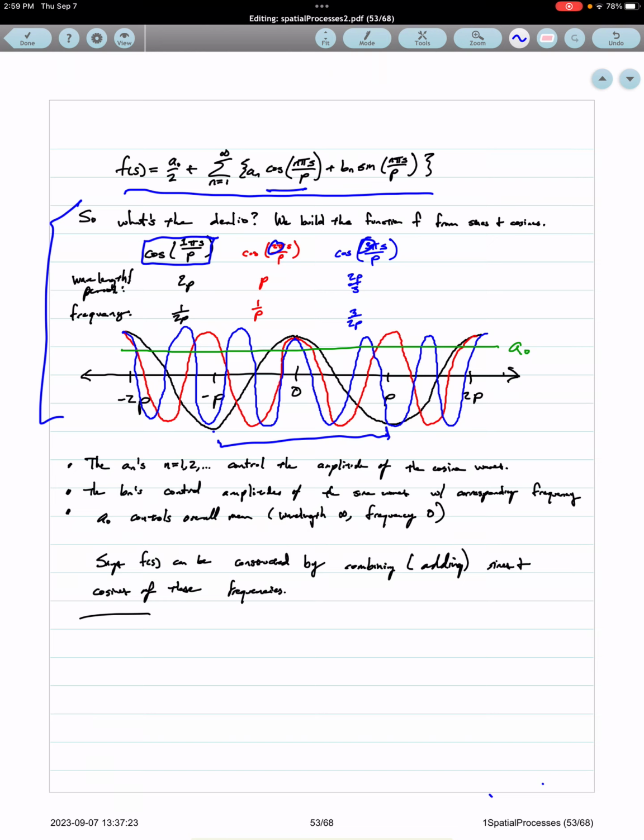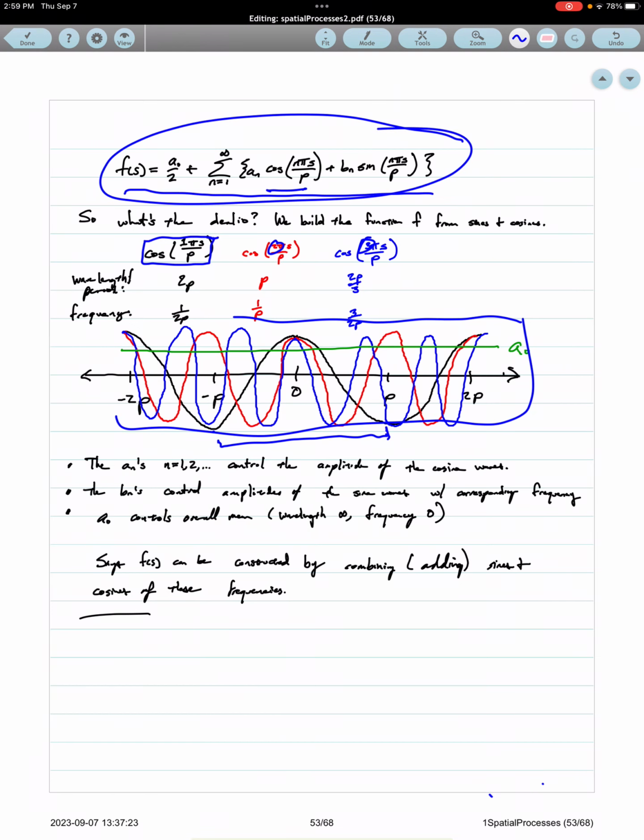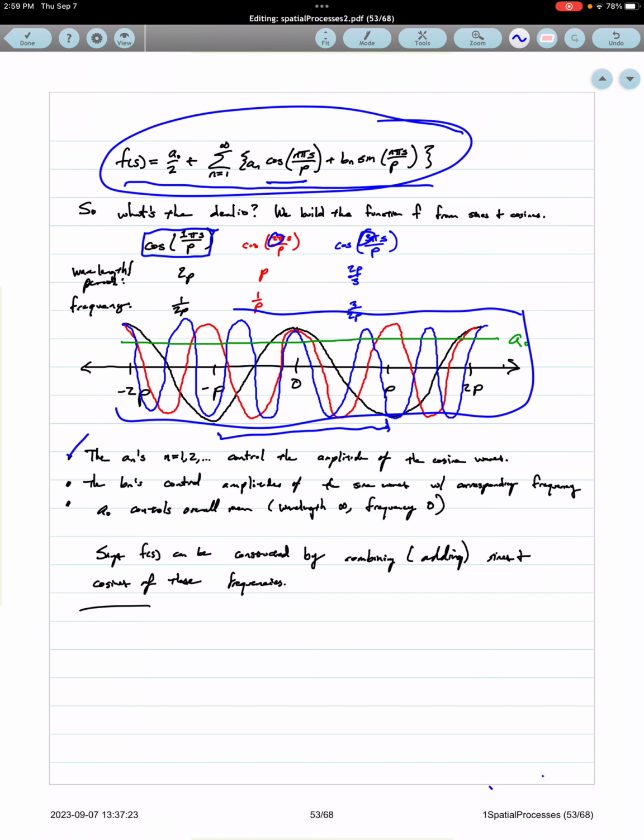And we can reconstruct our periodic function: if I include more and more of these waves, I can get a closer and closer representation to the original function. And if I include all of the waves, as we do here, we recover the function exactly. Okay, so I think we've said this, that the ANs control the amplitude of the cosine waves, the BNs control the amplitudes of the sine waves. The A0, which I kind of neglected, controls the overall mean, and so that would shift things up or down.